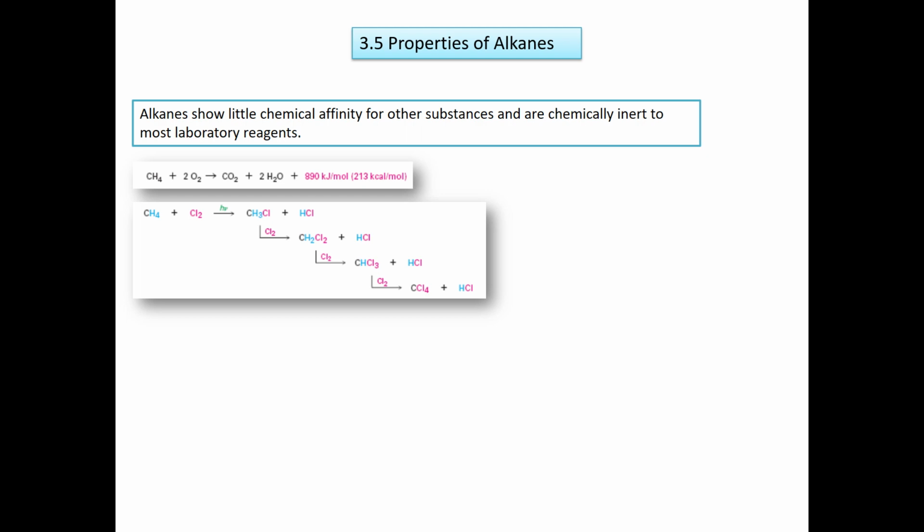Also, we can consider some radical reactions based on light, where we can generate, for example, chloromethane, dichloromethane, trichloromethane, or even tetrachloromethane, depending on how many times we do the reaction. We can substitute one hydrogen for a chlorine.